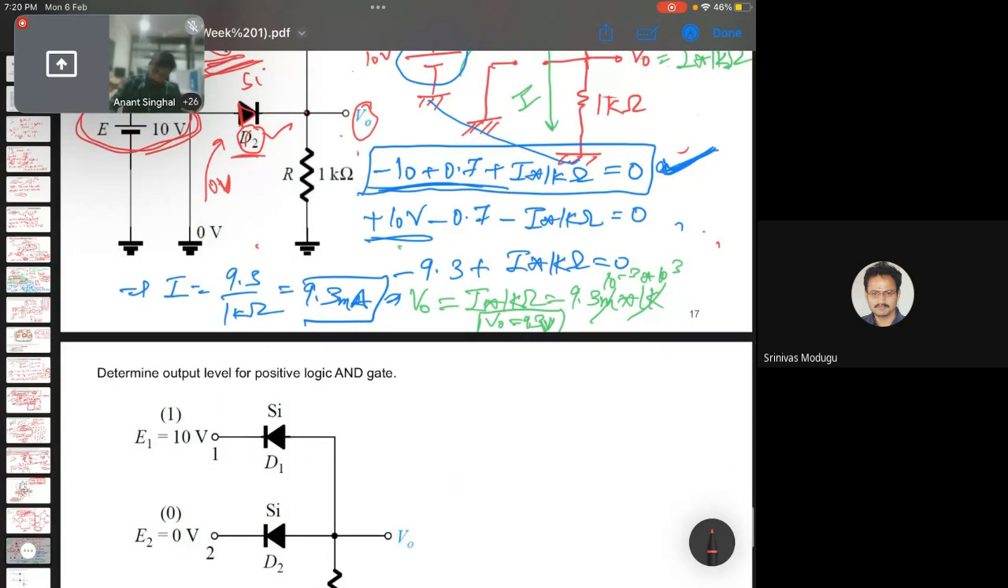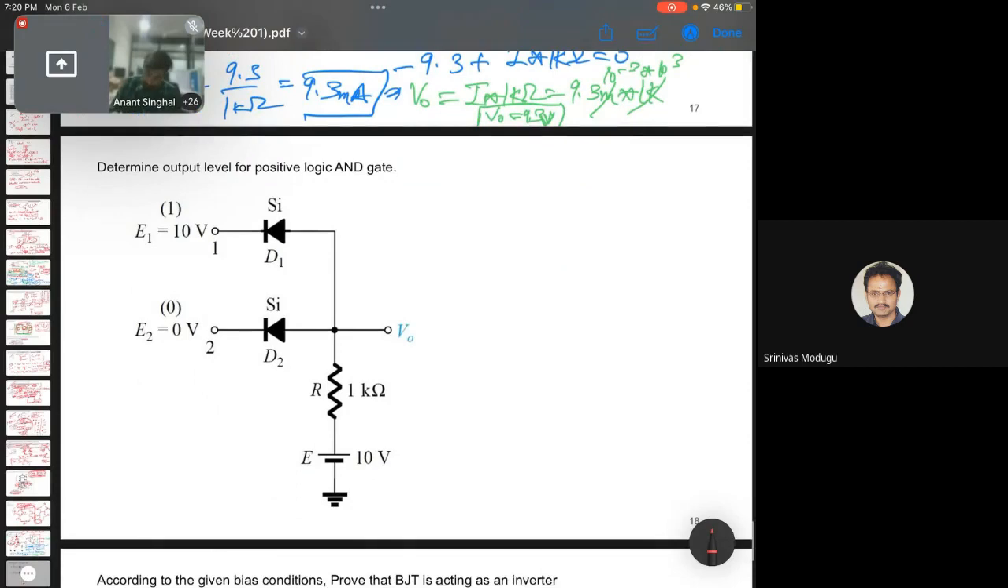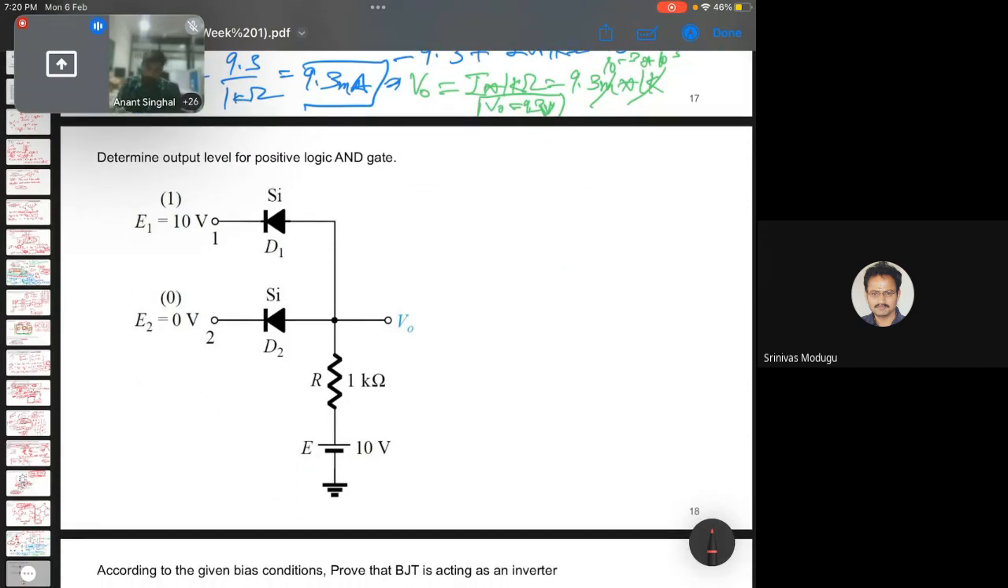There is something similar, but this question asks for determining the output level of the positive logic AND gate. We have studied that this is an AND gate. There was a question similar to this, and now the question is asking about it quantitatively. Here we can see that there is some voltage applied across D1 and there is ground across D2, and this resistance is 1 kilo ohm, and even here there is some voltage applied.